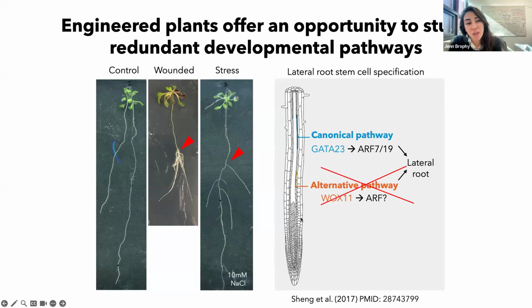Okay, so what we would like to do now is try to delete this pathway and make it difficult to produce lateral roots through WOX11 so that we could really control how many lateral roots these plants were producing and not worry about them creating a bunch of lateral roots under stress conditions.